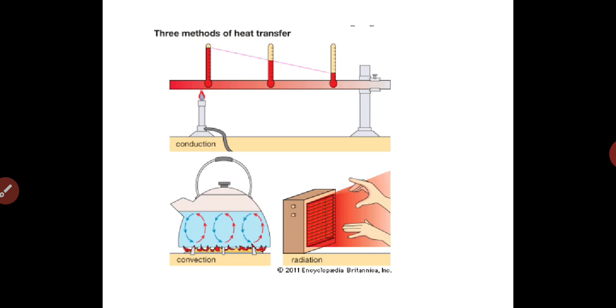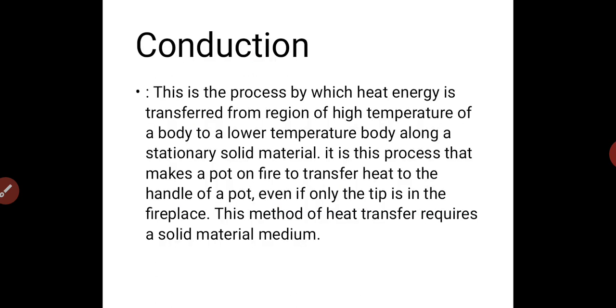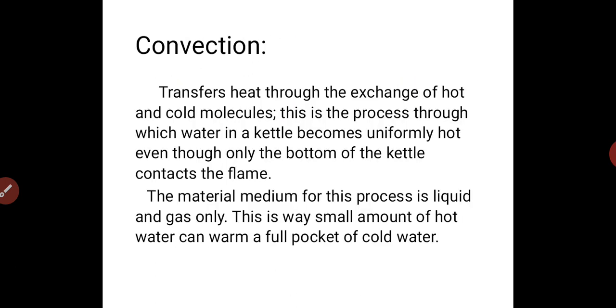And that's why when you put water inside your kettle and put it on the burning flame, it's only the bottom of the kettle that comes in contact with the heat. But before you know it, the rest of the water gets warm. So this process is called what? Convection, and it only takes place in liquid and what? And gas. The material medium for this process is liquid and gas only. That means convection doesn't take place in solid materials, but it takes place in liquid material.